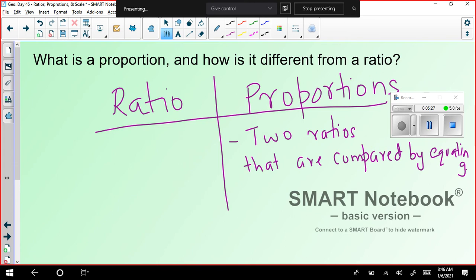A ratio is nothing but a comparison of two things in the same unit. They have the same unit. Proportions don't have to be of the same things, but here the ratio has to be of the same thing, or they have to have the same unit. It is a comparison of two quantities, to be simple. Two quantities that have the same unit.